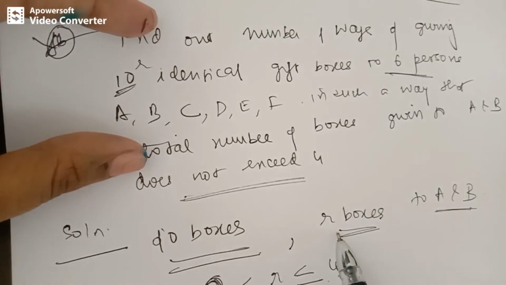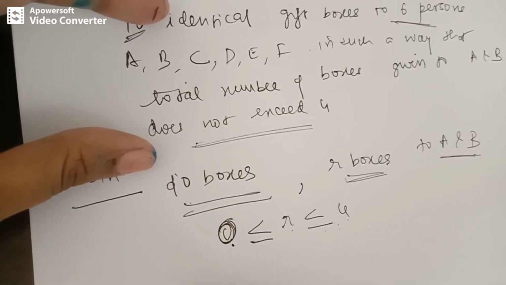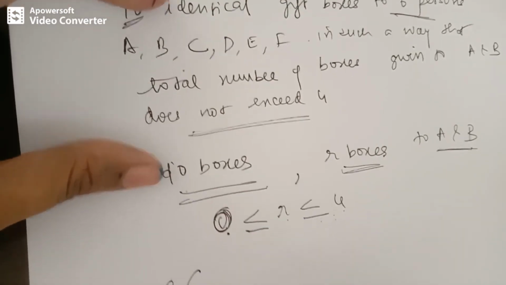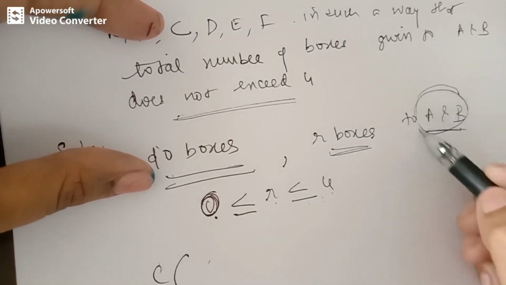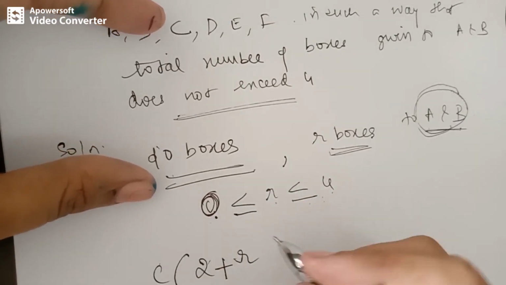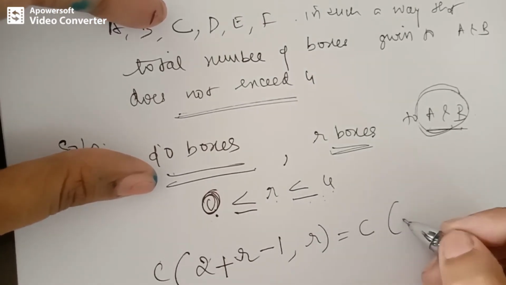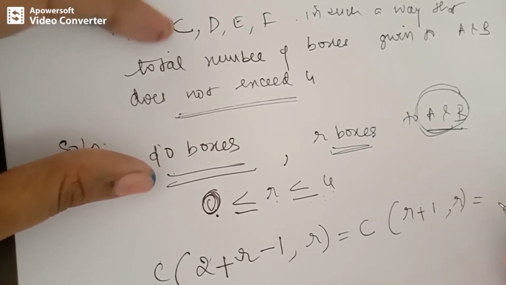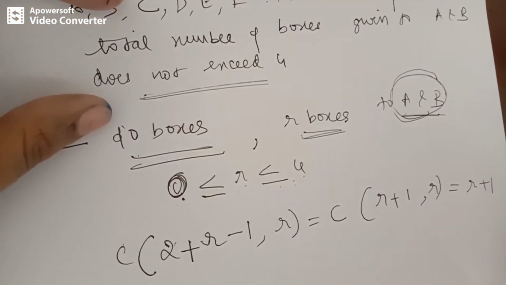In case we choose r boxes to be distributed to A and B out of 10 boxes, how many ways can this be done so that this condition is intact? What is the value of n? We are giving to 2 people, so n is 2. Using n plus r minus 1 choose r, it is C of r plus 1 comma r, which simplifies to r plus 1.